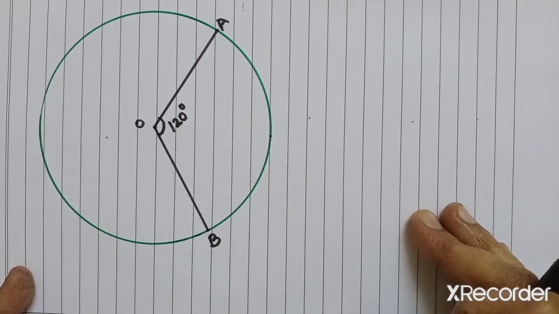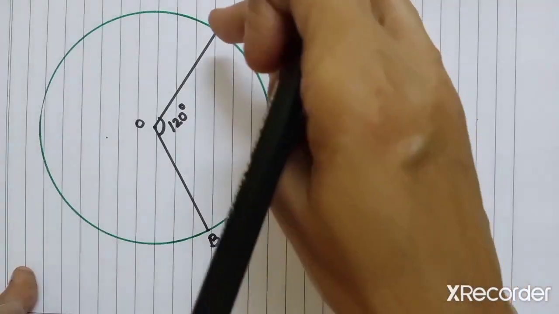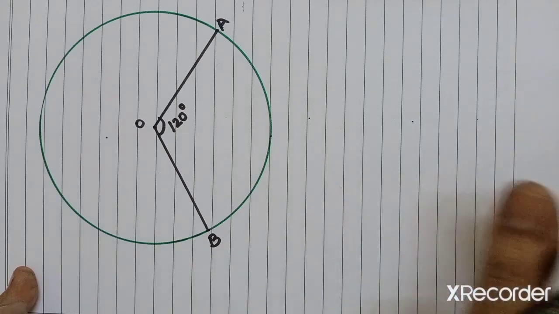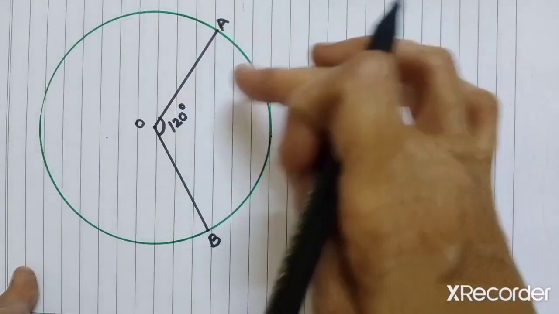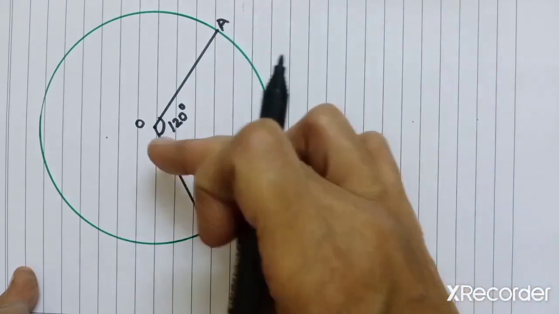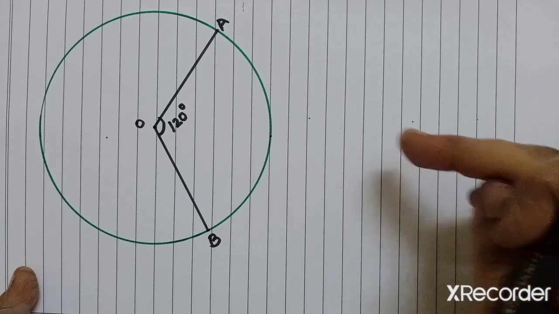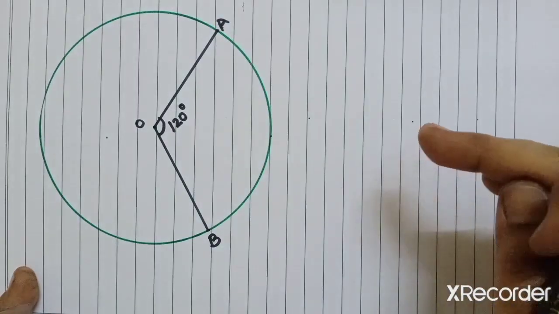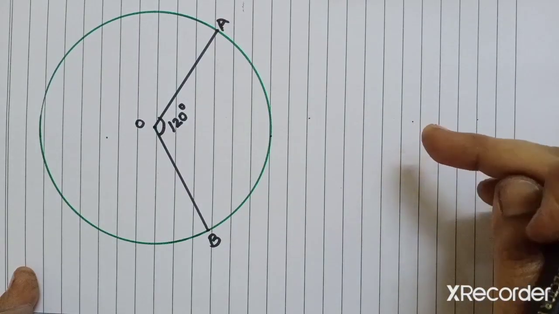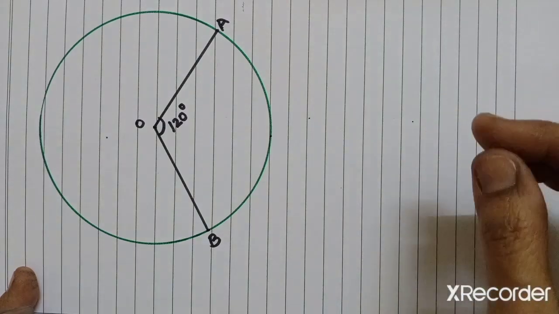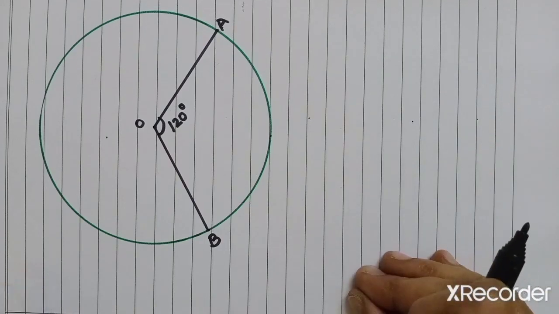And children, we know the tangents are perpendicular to the radius at its outer end. So you just have to draw perpendicular lines here. That's it. Draw a line making an angle of 90 degree with OA and a line making an angle of 90 degree with OB. Extend those lines, and the point where they meet is your point C, and automatically that angle will be 60 degree.